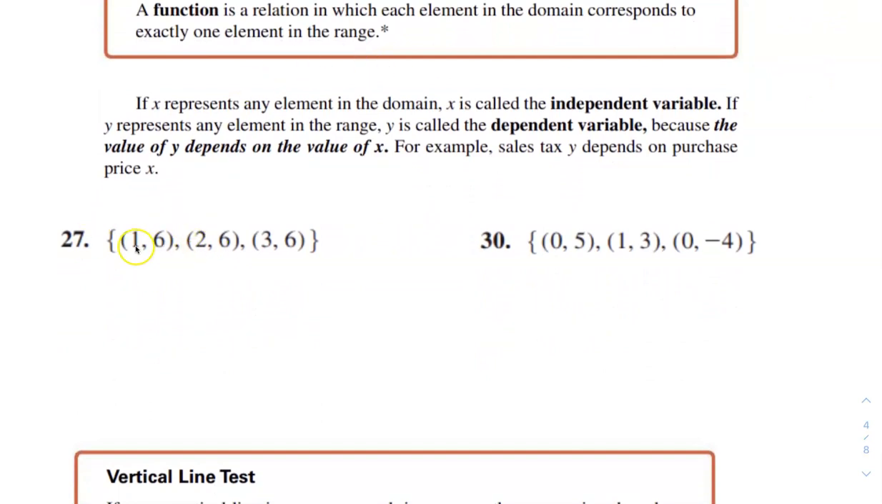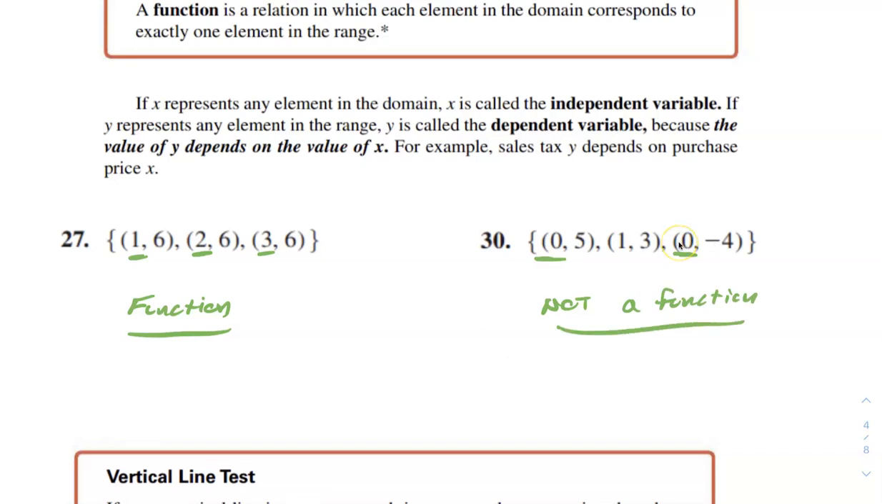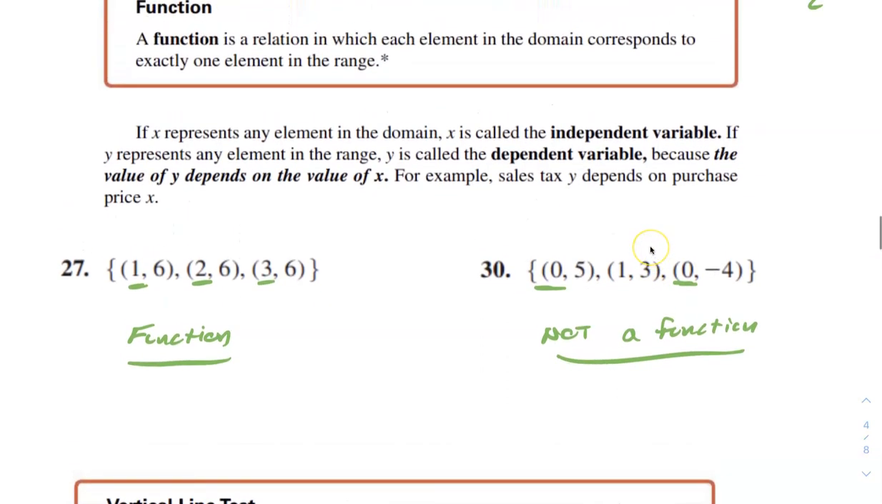So in the function right here, 1, 6, 2, 6, 3, 6, all my x values are different because that's all I care about. This is a function. I don't care, all the y's are the same, doesn't matter. On this one, 0, 5, 1, 3, 0, 4, these two match. So this is not a function. So that's how you tell if something's a function or not, if I give you a set of ordered pairs.